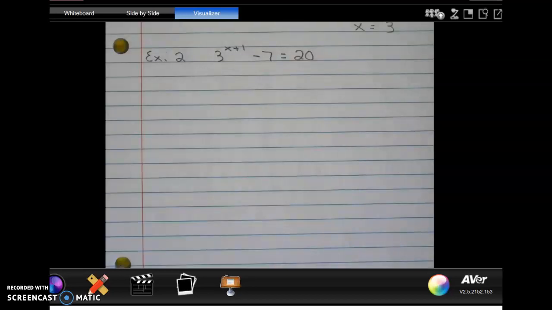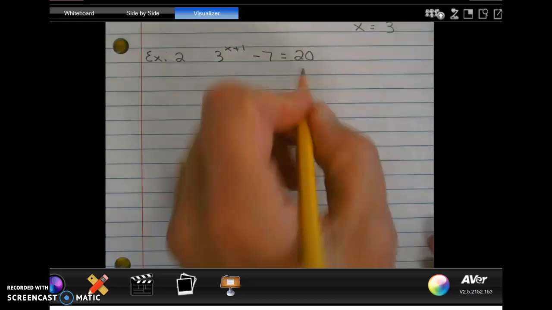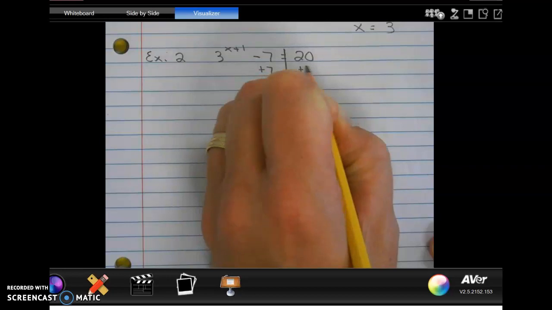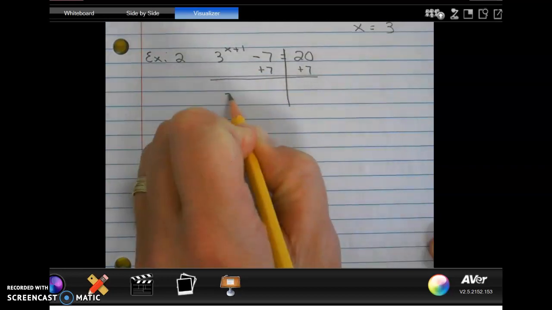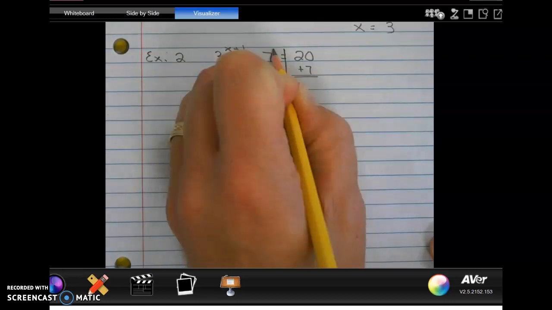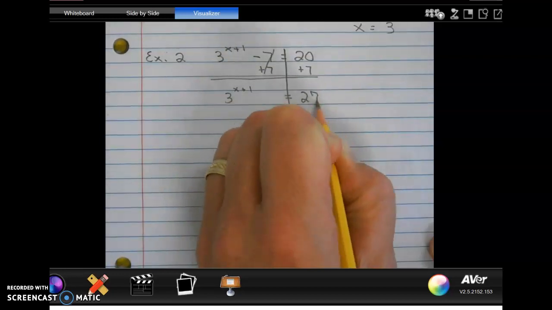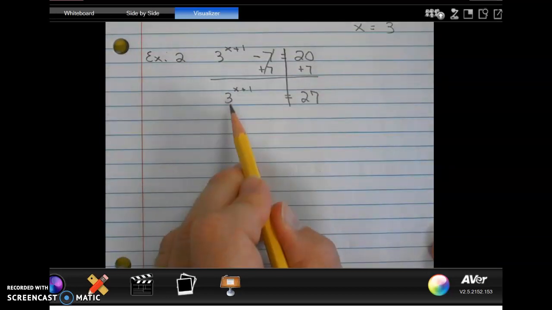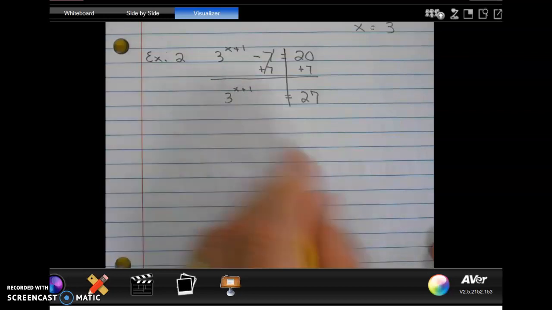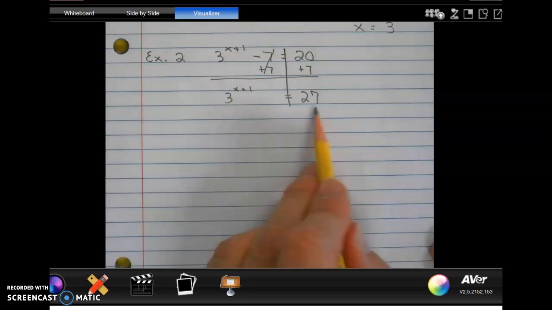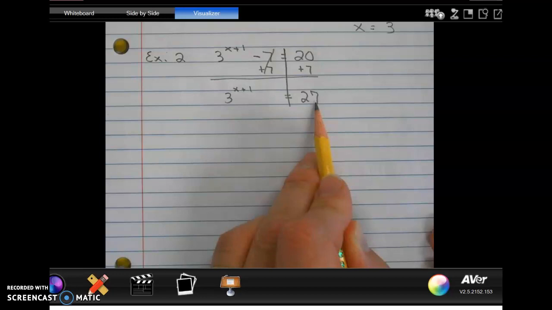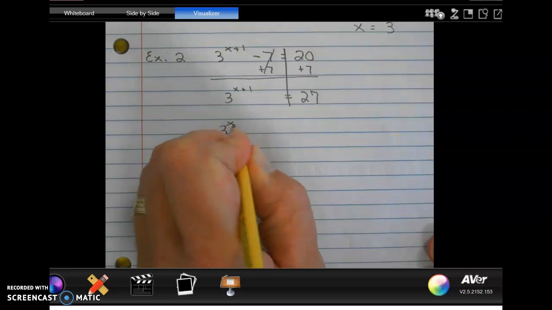Okay, moving along to example 2. Starting us off, we're going to undo the subtraction with addition. Okay, so there's nothing being multiplied out front. All we have is a base and the exponent. So at this point, it looks like we can make the bases the same. So let's do it both ways. Let's make the bases the same and let's solve it using logs. So making the bases the same.